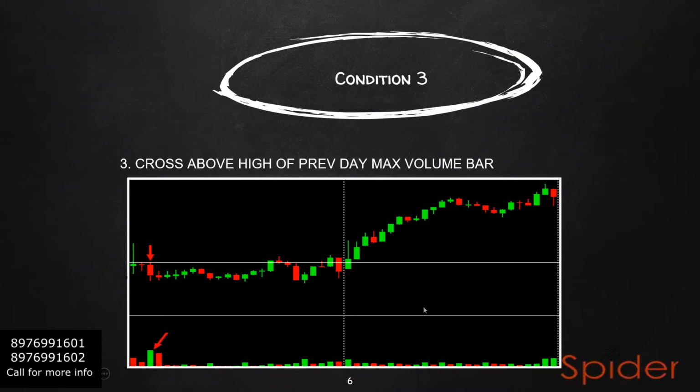And if it continues giving us a close above the previous high, we can keep on entering the trade for 10%. This is something you can add up with the first condition of the first candle breakout. If we merge these two, the first candle and the maximum volume, it will give us a result when the first candle is the highest volume generator. That makes the accuracy even better.